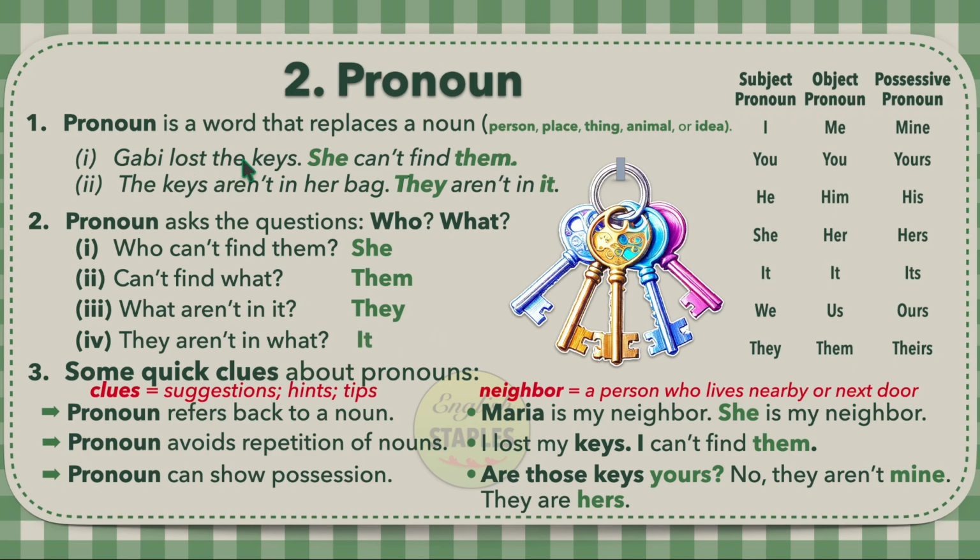Gabby lost the keys. She can't find them. We use she instead of Gabby. We use them instead of keys. She and them are pronouns. The keys aren't in her bag. They aren't in it. They for keys, it is for the bag.